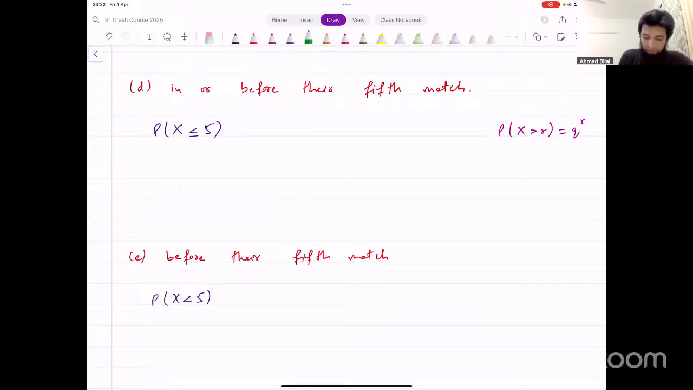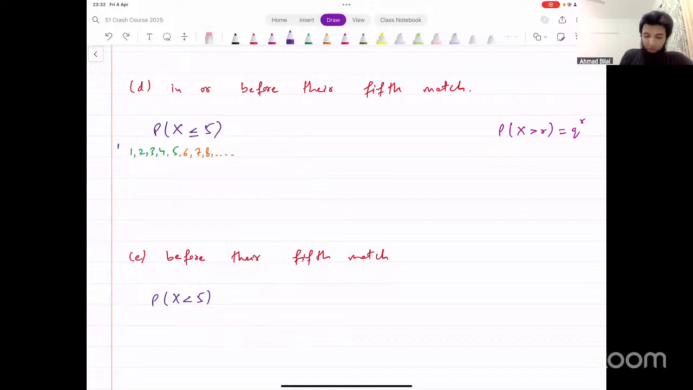So what are the possible numbers? Less than or equal to 5. It becomes easier if you write them down like this: 1, 2, 3, 4, 5. These are the numbers that we want. And what are the numbers that we don't want? 6, 7, 8, all the way here. These are the numbers that we don't want.